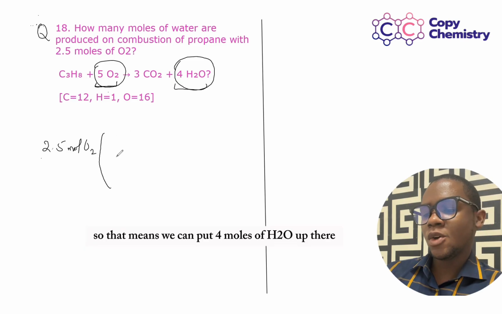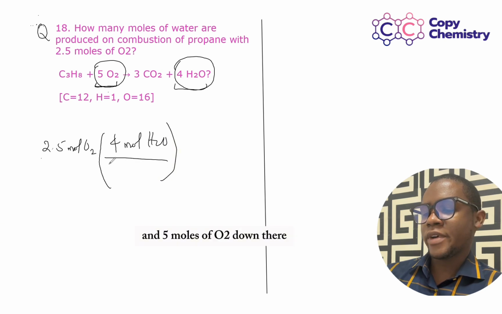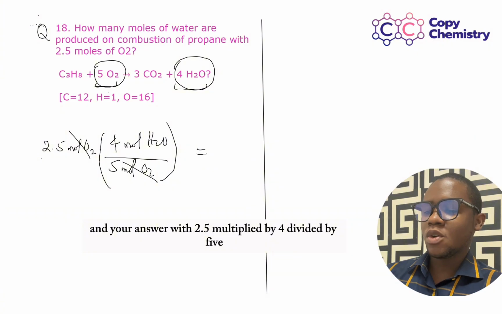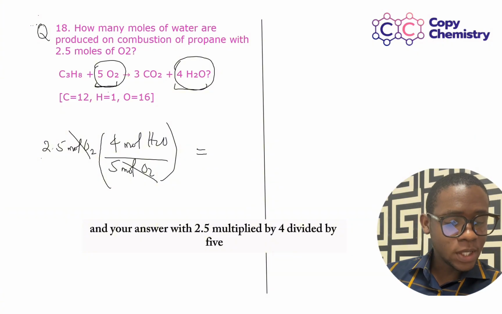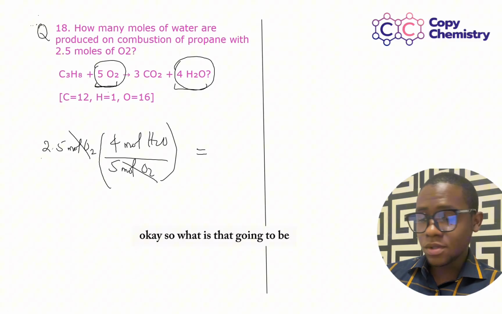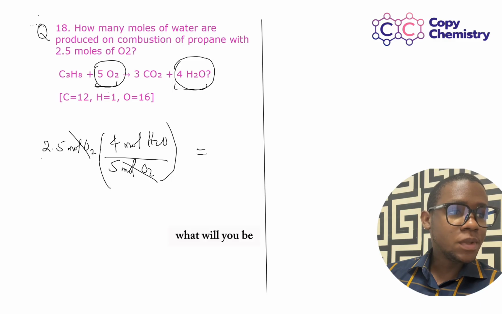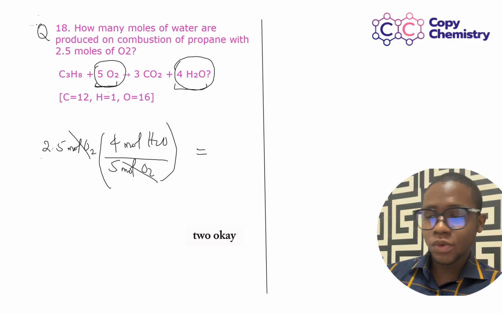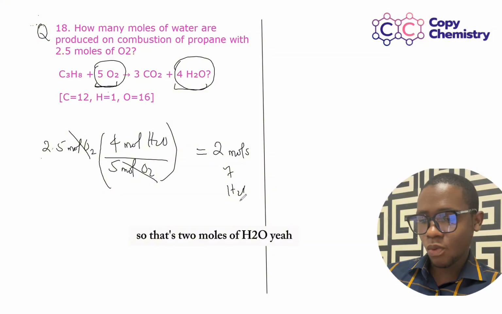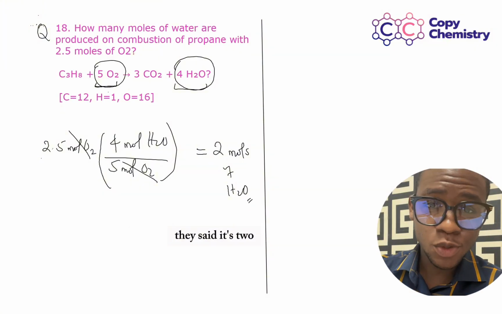So that means we can put 4 moles of H2O up there and 5 moles of O2 down there, so that this would cancel out that, and your answer will be 2.5 multiplied by 4 divided by 5. Okay, so what is that going to be? It will be 2. So that's 2 moles of H2O.